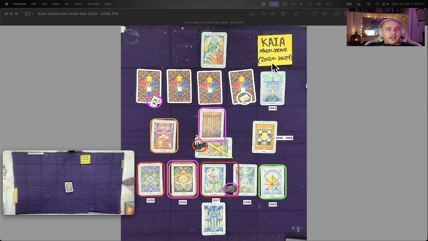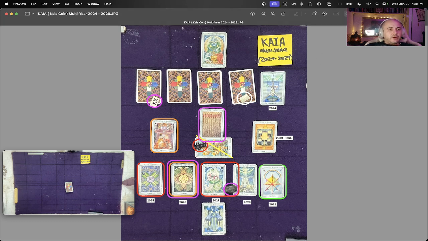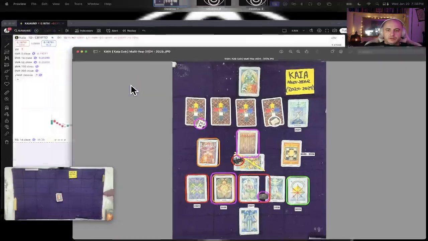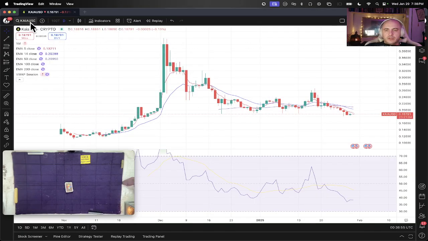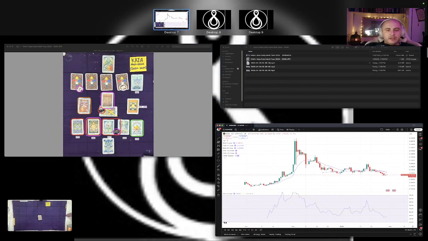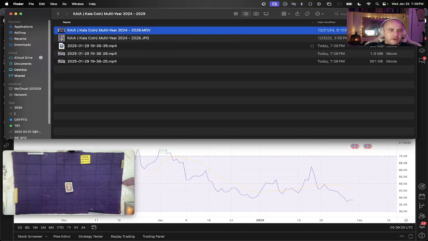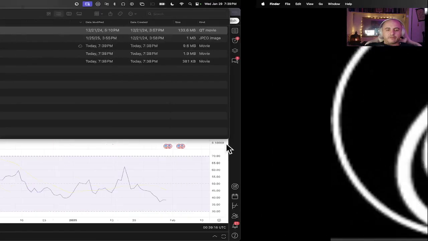This is the Kaia crypto multi-year reading for the years 2024 through 2029. Currently, it's January 29th, 2025, 7:38 p.m. Eastern Time. Kaia at the time of this reading, 0.18791, or just under 19 cents USD. And the shuffle video for the multi-year reading was created on December 21st, 2024, 3:57 p.m. Eastern Time. That's this video playing in the lower left corner.